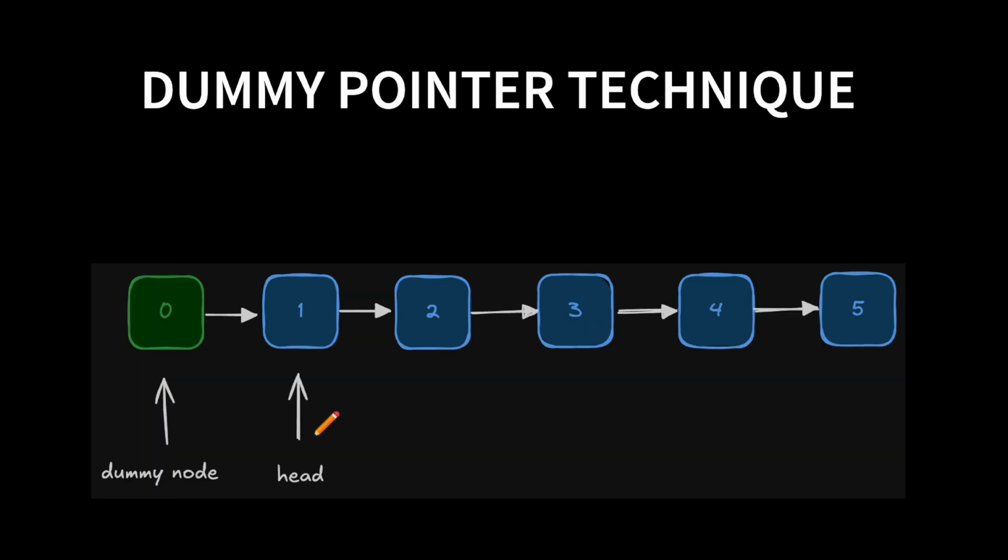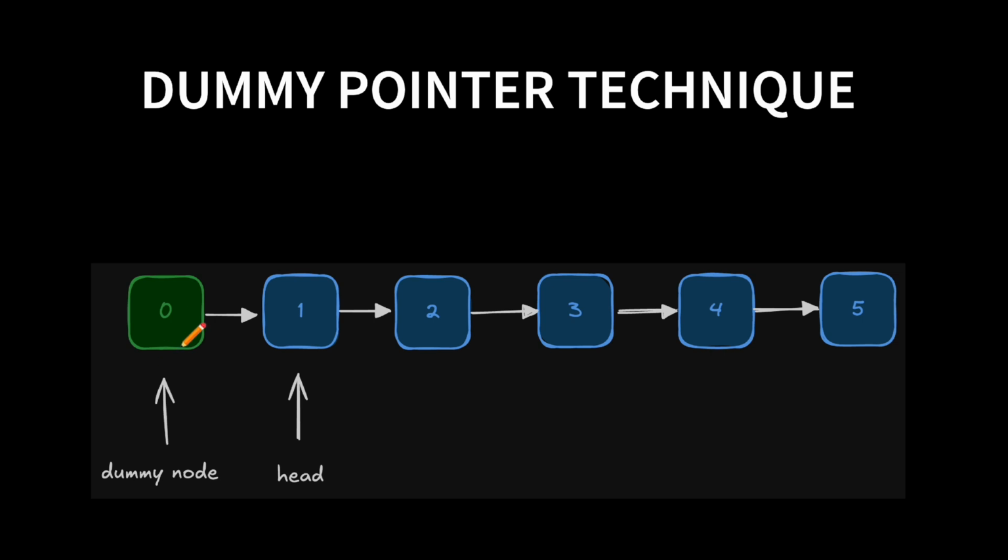So when we are deleting a node from the linked list, we have to handle this special case of deleting the head node. And one useful technique in such scenarios is using a dummy node. A dummy node is an extra node at the beginning of the list, typically with a value 0 or -1 or whatever value you prefer. And it simplifies edge cases such as removing the head of the linked list.